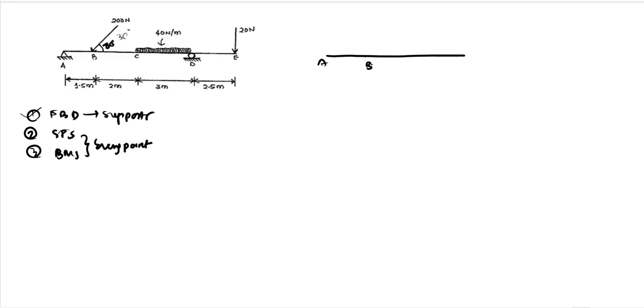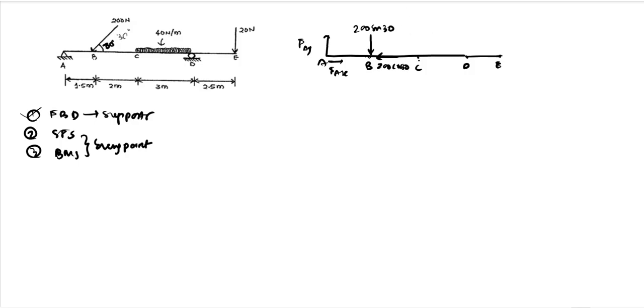We have A, we have B, we have C, D, and let us say there is something like this, E. At A we have a hinge support, so we will give forces in both the directions, FAY and FAX. At B there is an inclined load, so we will convert that into horizontal and vertical components, which will be something like this: 200 sin 30, and this will be 200 cos 30.